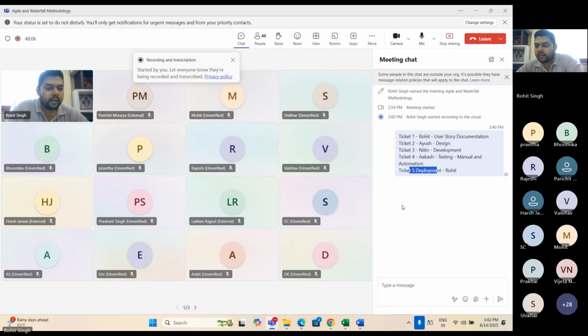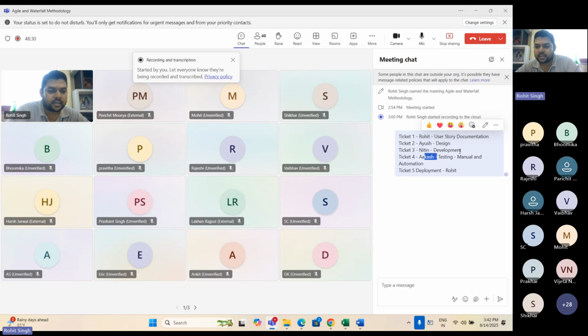Rohit will keep on bugging Akash, Nitin, and Ayush, and Rohit himself. कि भाई, what is the status of documentation? Rohit says, yeah, it's done. Then Ayush says, okay, I'll start the design. Then Nitin, Akash, and Rohit will keep on bugging Ayush and Nitin for the development and design.